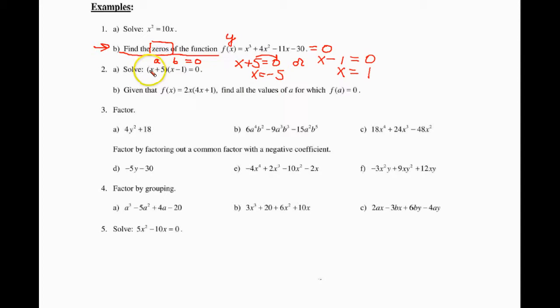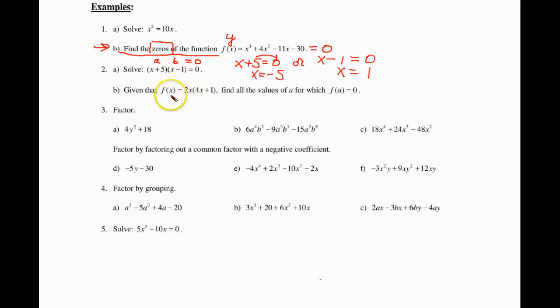So if it's a negative 5 here, negative 5 plus 5 makes this 0. 0 times anything is 0. And if this is a 1, 1 minus 1 is 0. And if this is 0 times anything, it is 0. We are finding the zeros here.